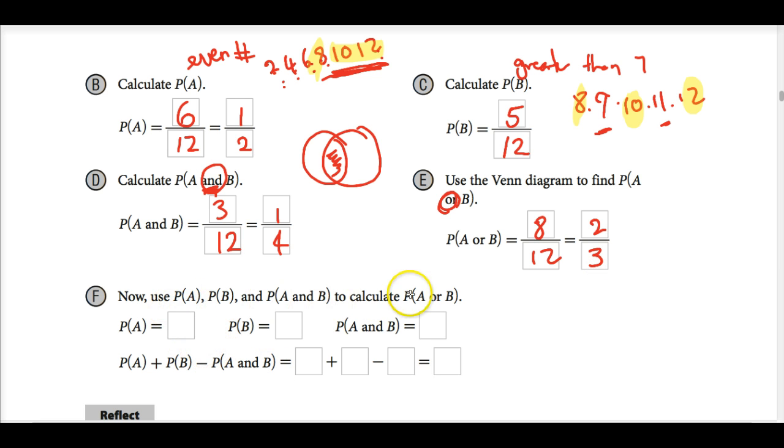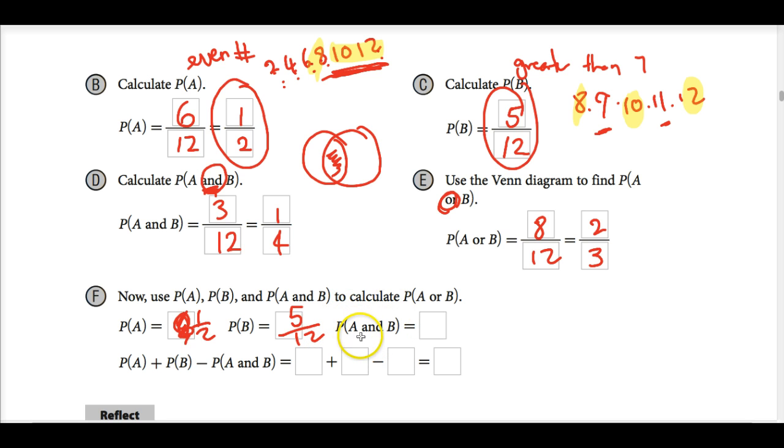Now we're going to use all of this to calculate the probability of A or B. So let's think about this. The probability of A was 1 over 2. Sorry, my bad, because it was right here, right? The probability of B was 5 over 12. And then the probability of A and B was 1 over 4. So this is how you're supposed to calculate: you add these two and then subtract that in order to get the answer.